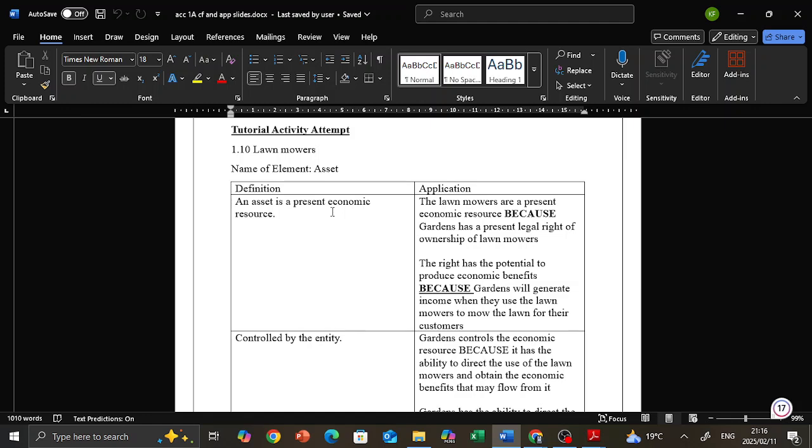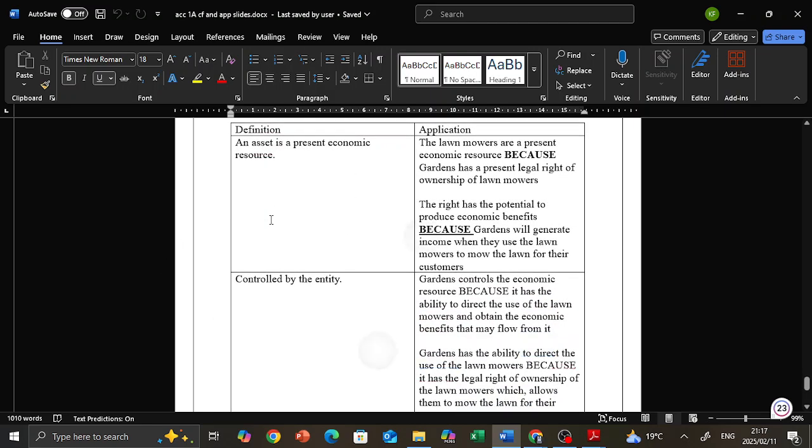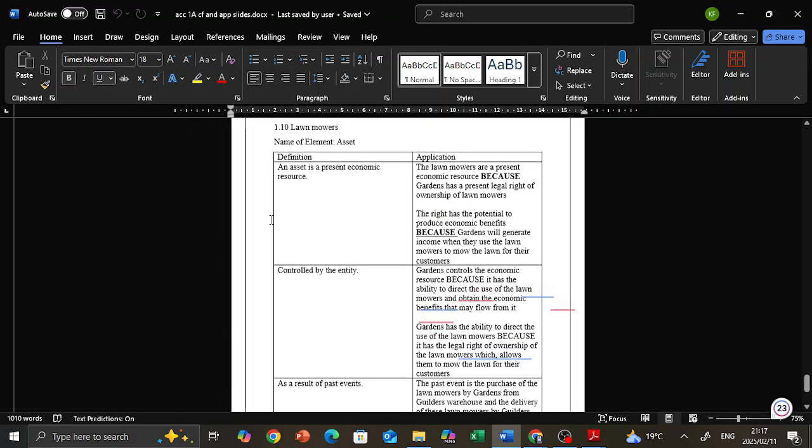What I want you to do, write the asset item, right? Okay? Write the heading like this: name of element, asset. 1 mark. 1 mark just for saying that. Okay? Now, you will create a table, right? A table that looks exactly like this, right? Because we are going to be expanding on the definition and applying the definition.